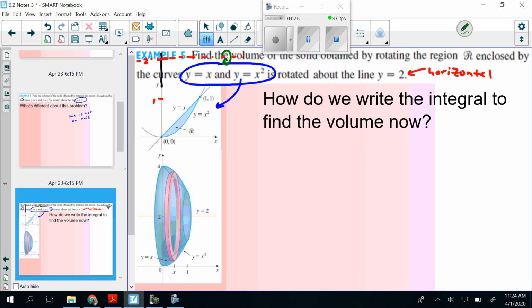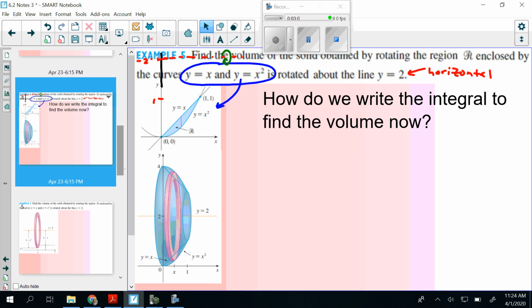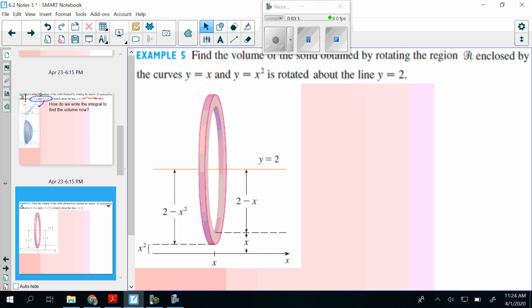So what's going to happen now is, since we're doing that, that line is where we have to find our radiuses from. We need to know what's the radius distance from that new line up there to our different curves here. So here's kind of a better picture of it. Here's our line y equals 2. We have to find what are those distances, the distances of those radii, because when we spin it around, that's what it's going to look like.